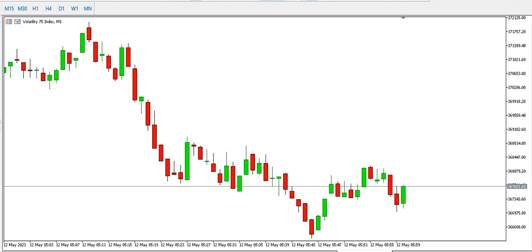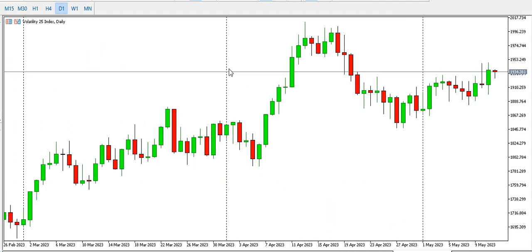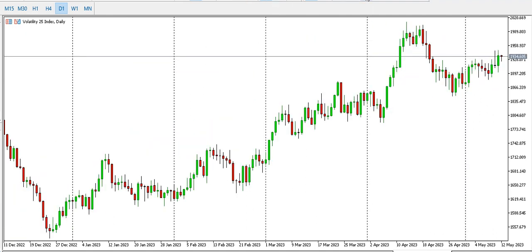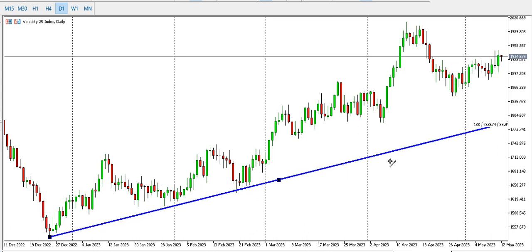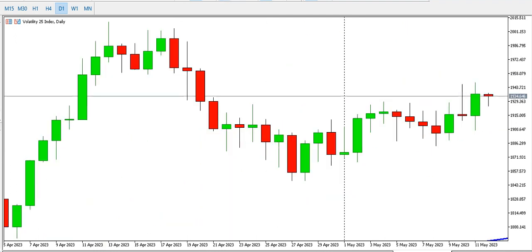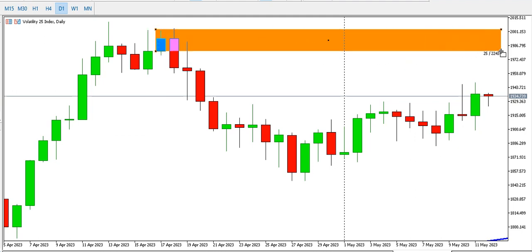Let's look at V25 on the daily time frame. You can see what's happening on V25. V25 on the daily time frame is bullish. Zooming out, just look at that. It's bullish on the daily time frame, and it's going for this top. We are still on a daily time frame. V25 is going for this top. This other block around here.